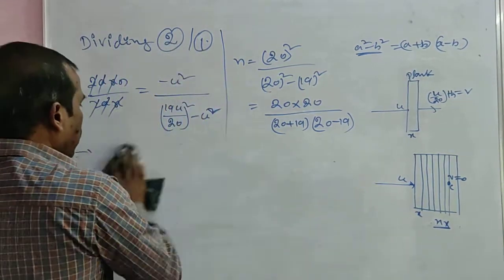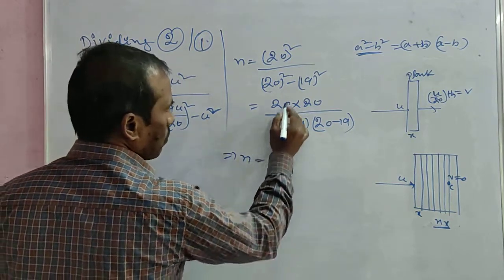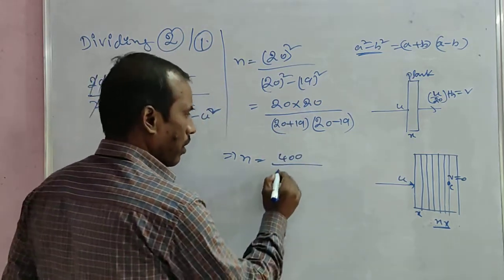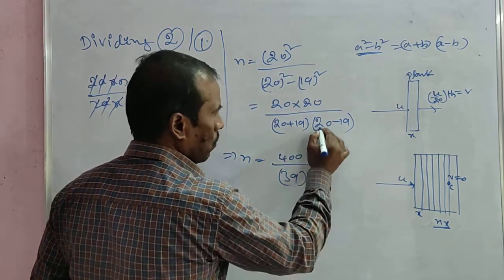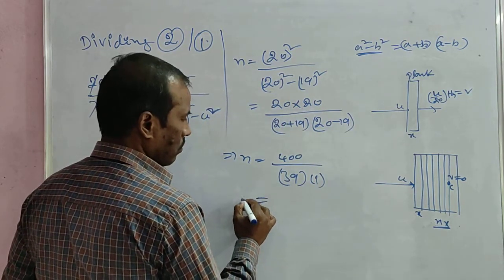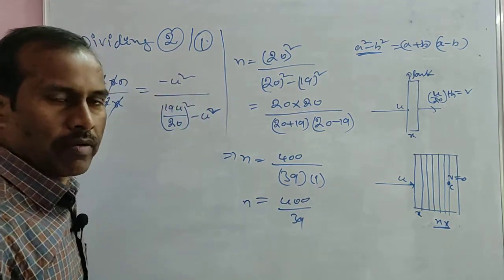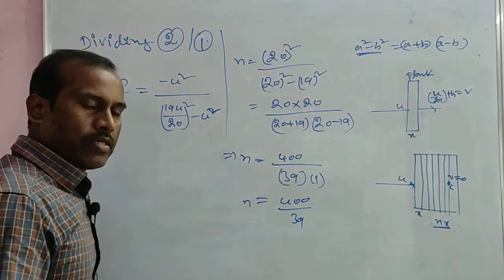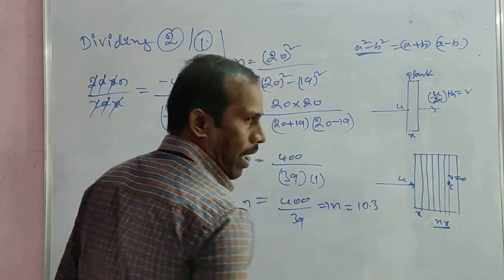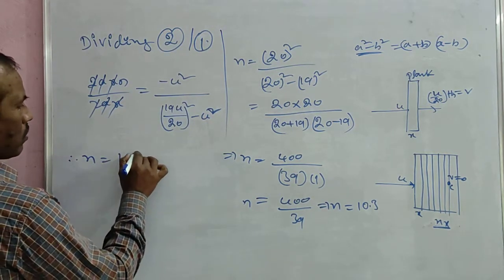So the number of planks n is equal to 400 by 20 plus 19, that is 39, into 20 minus 19, remaining 1. So it simplifies: n is equal to 400 by 39. Simplifying, we will get n is equal to 10.3 planks. So therefore n is equal to 10.3 planks.